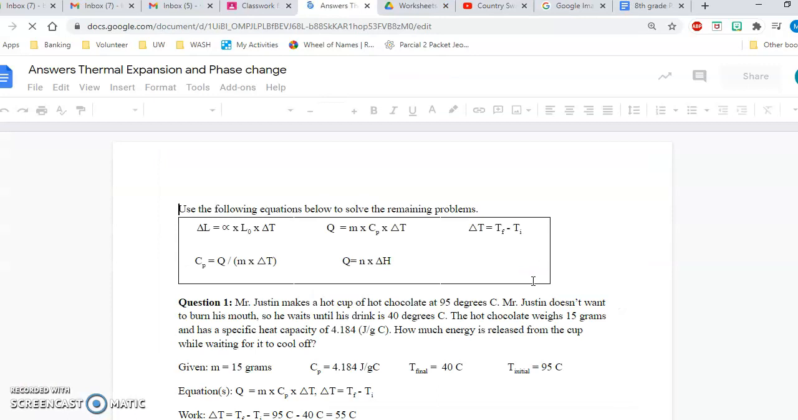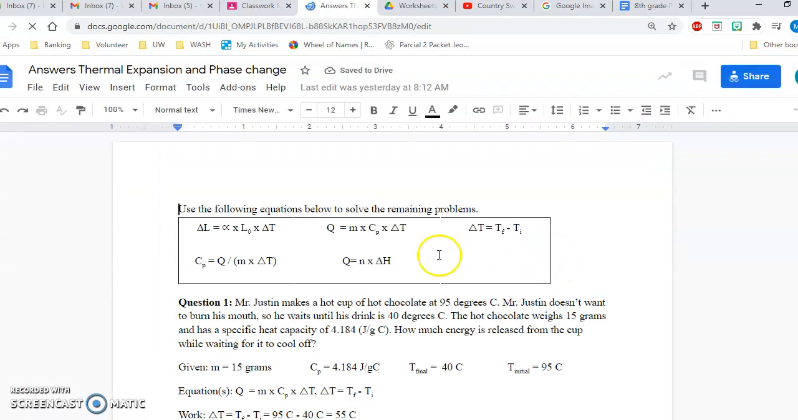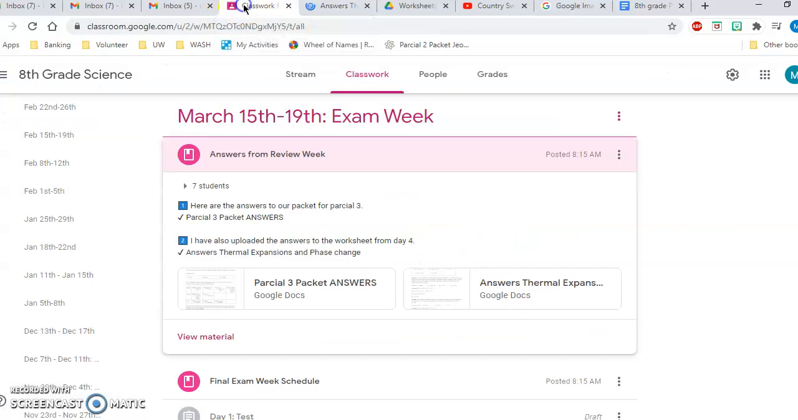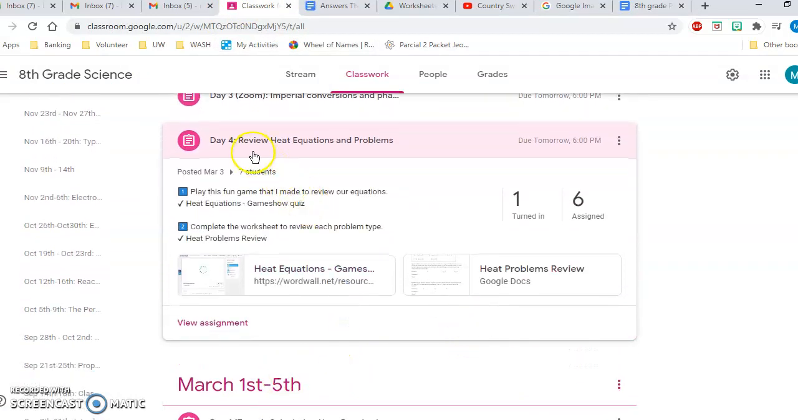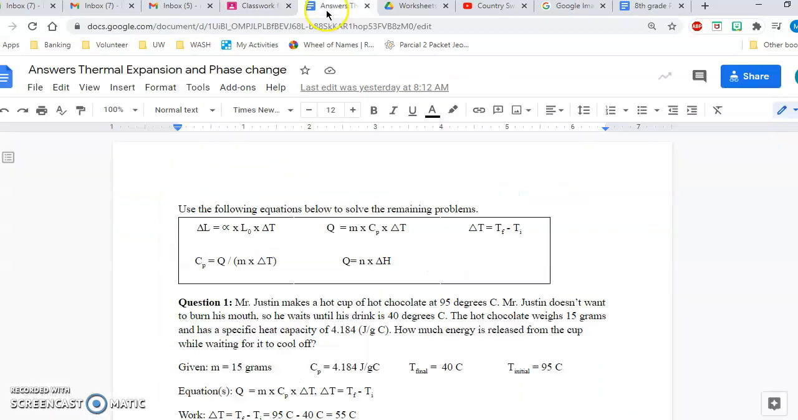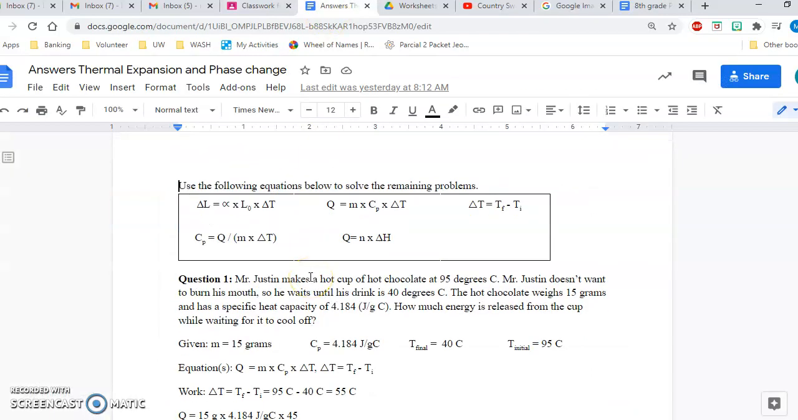So for right now, we're going to focus on our heat problems. This is going to be our answers from our review day 4, heat problems review. The answers are going to be here. The hardest part I think about these kinds of questions is being able to write down what's given. So it is really good that we practice learning what each of our variables mean. So for example, let's read this problem.